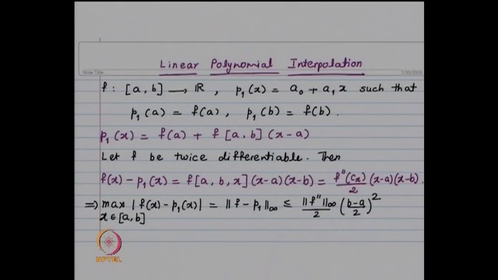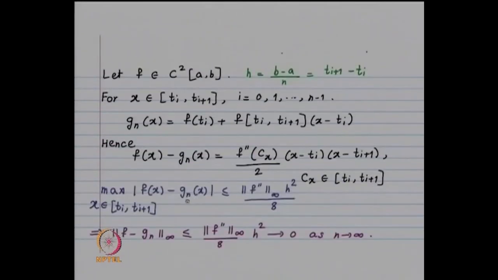So, that will be for the maximum of modulus of f x minus g1 x, where g1 is our piecewise linear continuous function, for x belonging to t_i to t_{i+1}, but then the bound is going to be independent of i. So, the same bound works for each interval t_i to t_{i+1}, and we get norm of f minus g_n, its infinity norm, to be less than or equal to norm f double dash infinity divided by 8 into h square. So, it is the bound for the linear polynomial we had applied to the piecewise linear polynomial on each interval t_i to t_{i+1}.